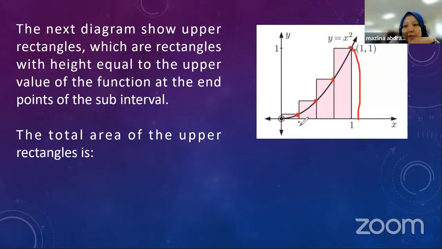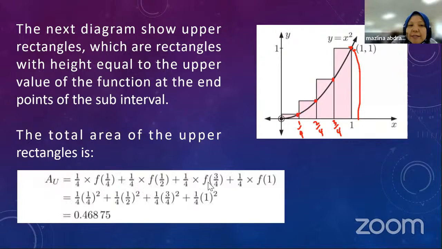So same as usual. This is 1/4 just now, 2/4, 3/4. Yeah, so it takes the upper rectangle. So the total area of the upper rectangles, if we use this, if we consider this one, we are going to get this.